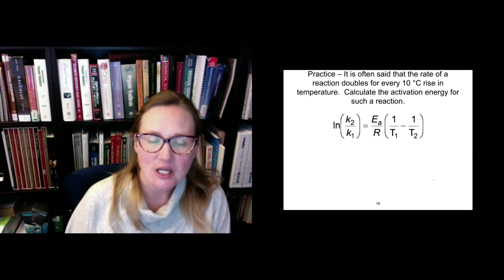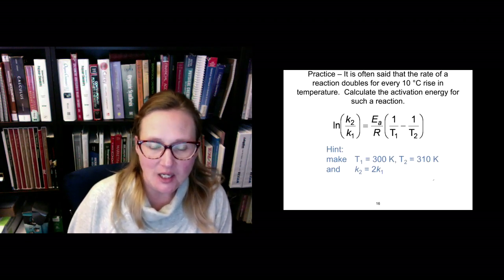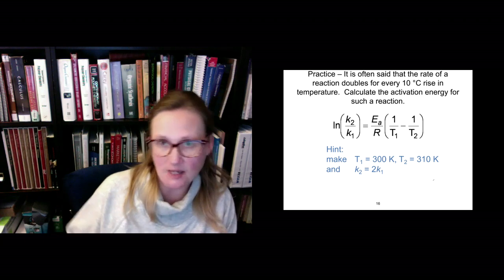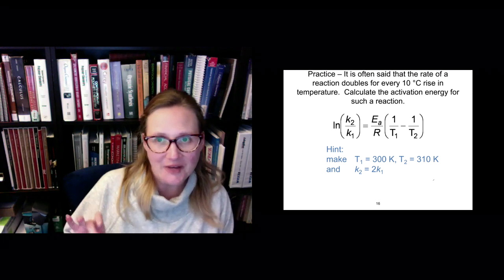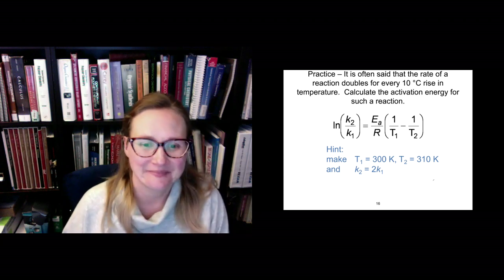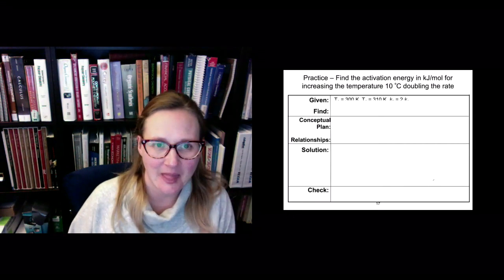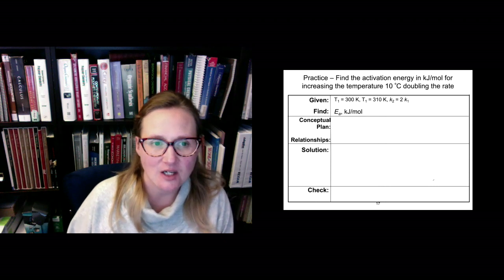All right, so we're going to use the 2-point Arrhenius equation, and we're just going to choose arbitrary numbers. So we have T1 at 300 and T2 at 310. So we're just raising the temperature 10 degrees and seeing what happens. And so the rule of thumb is that the rate of reaction doubles, so we can make K2 really just 2 times K1 because we're doubling. All right, so we have these numbers. So we've chosen T1 and T2 because we're just raising the temperature. We're going to find that activation energy.